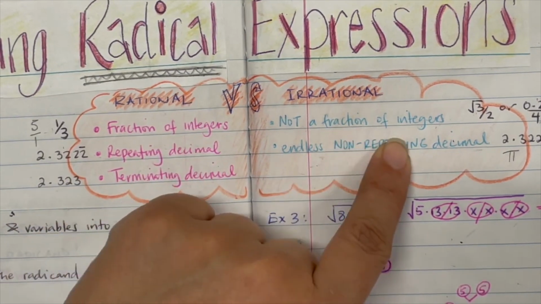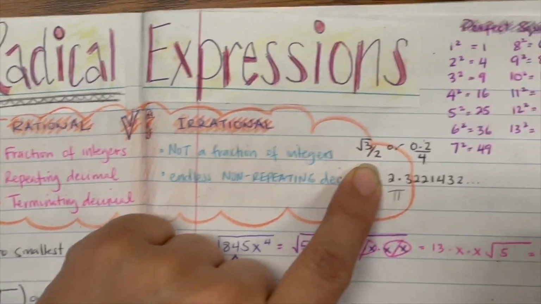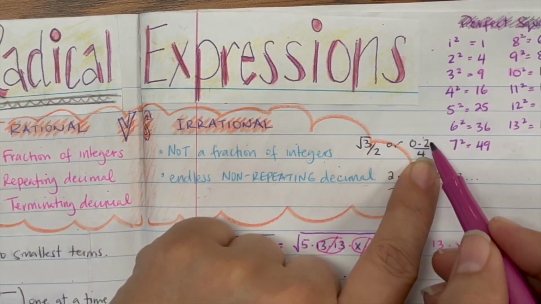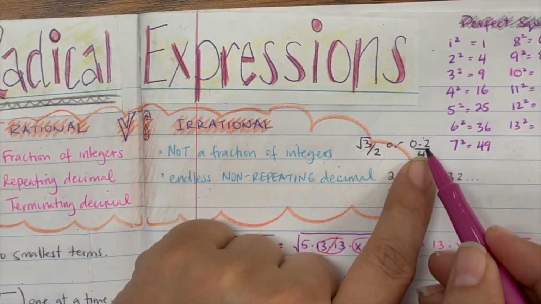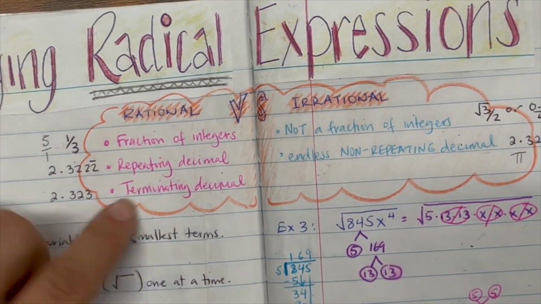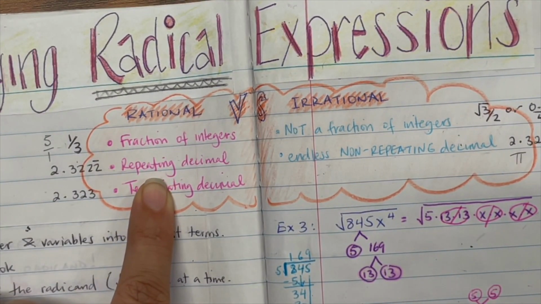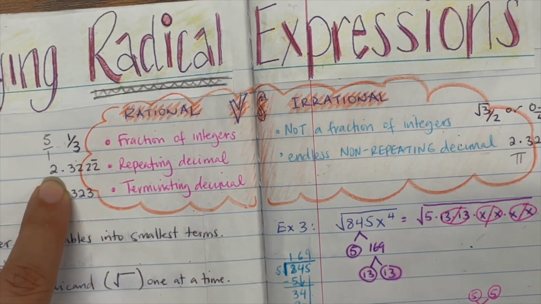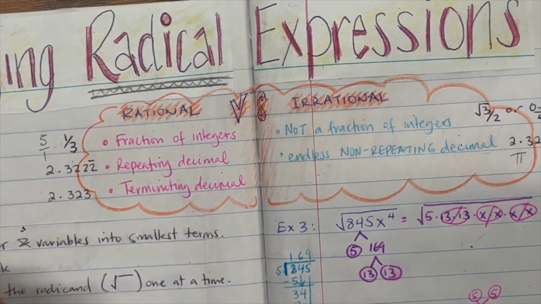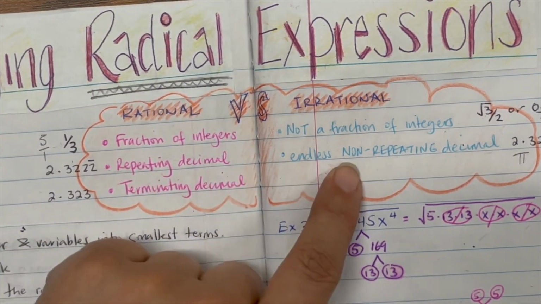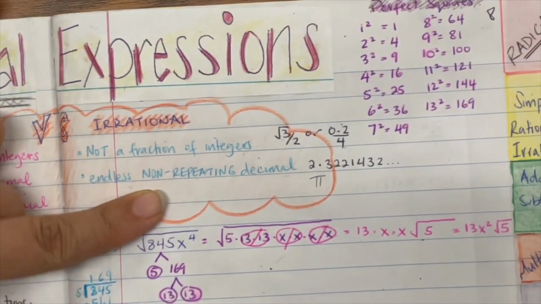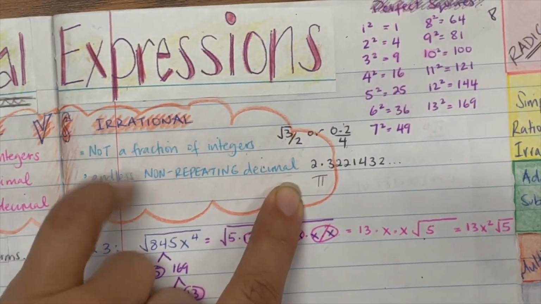What is not a fraction of integers? If I have radical 3 divided by 2, because radical 3 is not an integer. What about 0.2 divided by 4? 0.2 is not an integer. So again, for it to be rational, these 3 things must be true. Second one, it can be a repeating decimal. Okay, that means 2.32222222222, a repeating decimal. What is not a repeating decimal? So what's an endless non-repeating decimal? It's irrational.